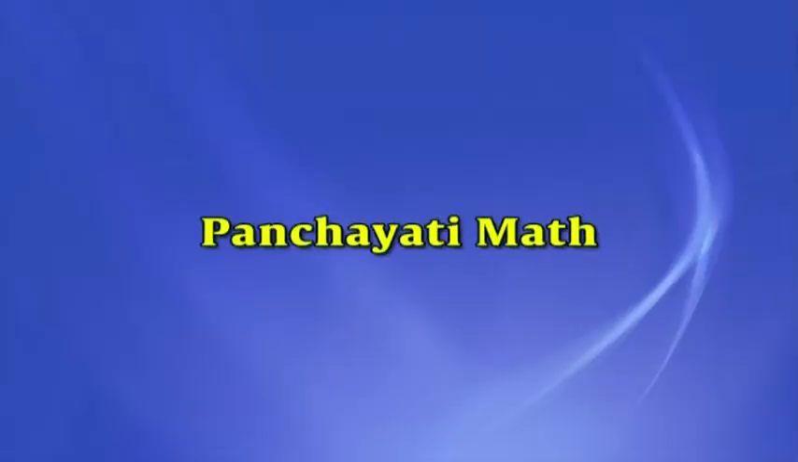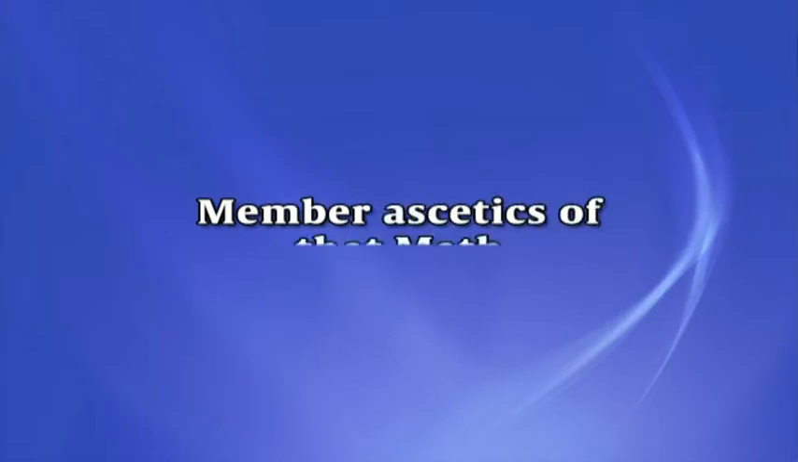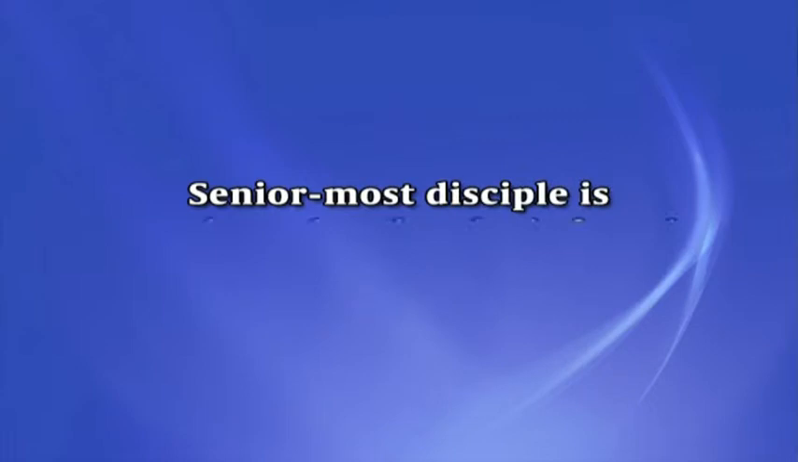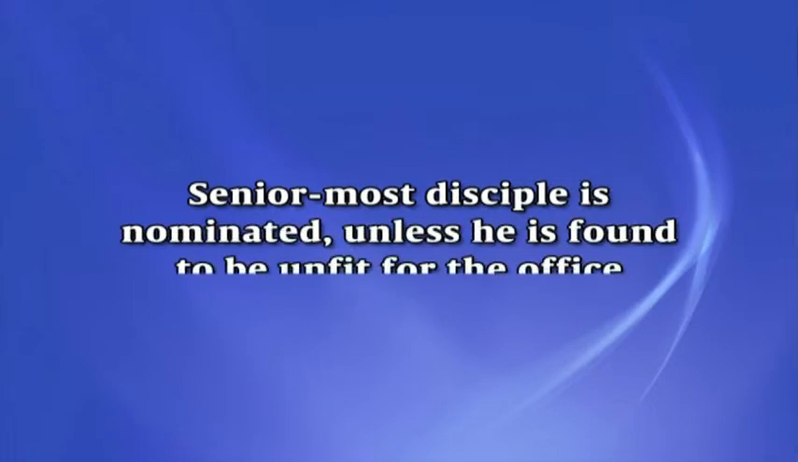Third is the Panchayati Math. The successor is elected by the members, ascetics of that Math. The right of succession devolves on all the disciples. Normally, the senior-most disciple is nominated unless he is found to be unfit for the office. If the Math is one in the chain of a number of Maths of a sect, its Mahant may be elected by the Mahants of the other Maths. These days, the state is exercising in the public interest control over the religious and charitable endowments also. It may provide legislation for this purpose.